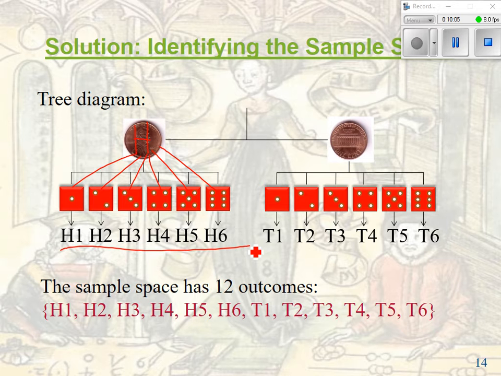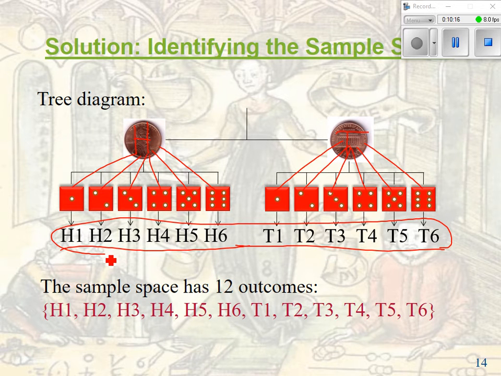If we flip a tail, we could get a 1, a 2, a 3, 4, 5, or a 6. So that right there is your whole sample space. That one's not too difficult. 12 possible outcomes.